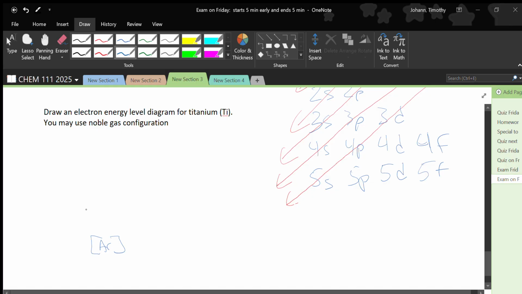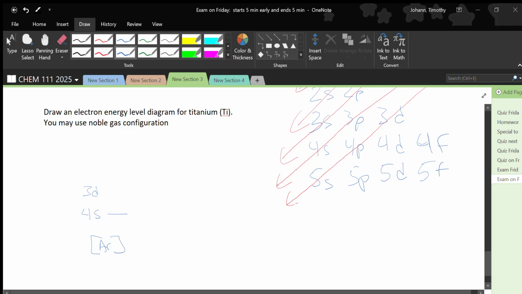All right, so how many orbitals in 4s? One orbital, 2 electrons, right? So I could draw it like this. I could draw the 4s under it, whatever I want to do. Then I'm going to do 3ds, right? 3d, how many orbitals in the ds?